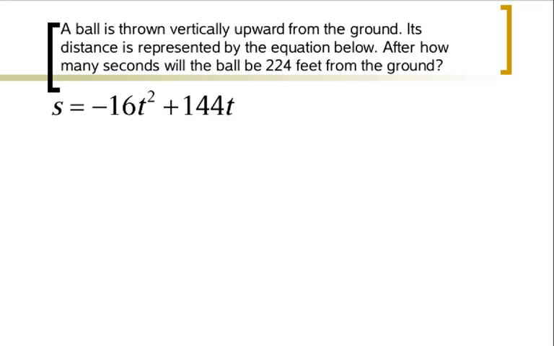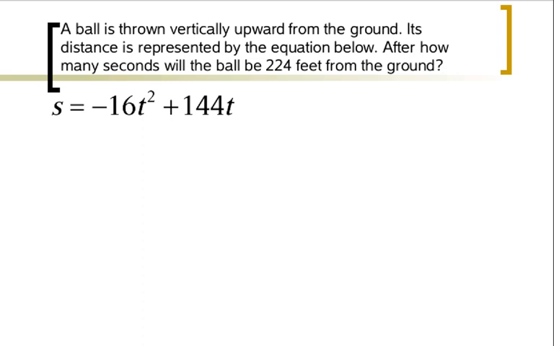Now in this example we're going to take a look at a problem you'll see in your homework, and the description is that a ball is thrown vertically upward from the ground and its distance is represented by the equation below, and then it says after how many seconds will the ball be 224 feet from the ground.